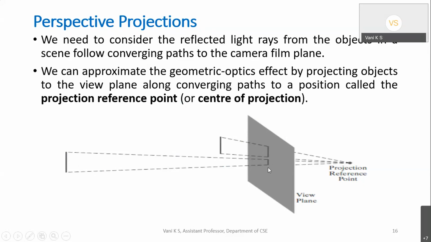That's what I told you. Perspective projection is the way our normal human eye sees, or the camera sees. As I move the object closer to the view plane, the size increases. As I move the object away from the view plane, the size decreases. This is perspective projection. This we call the projection reference point, or PRP. This is the view plane. Are all these terms clear to you?